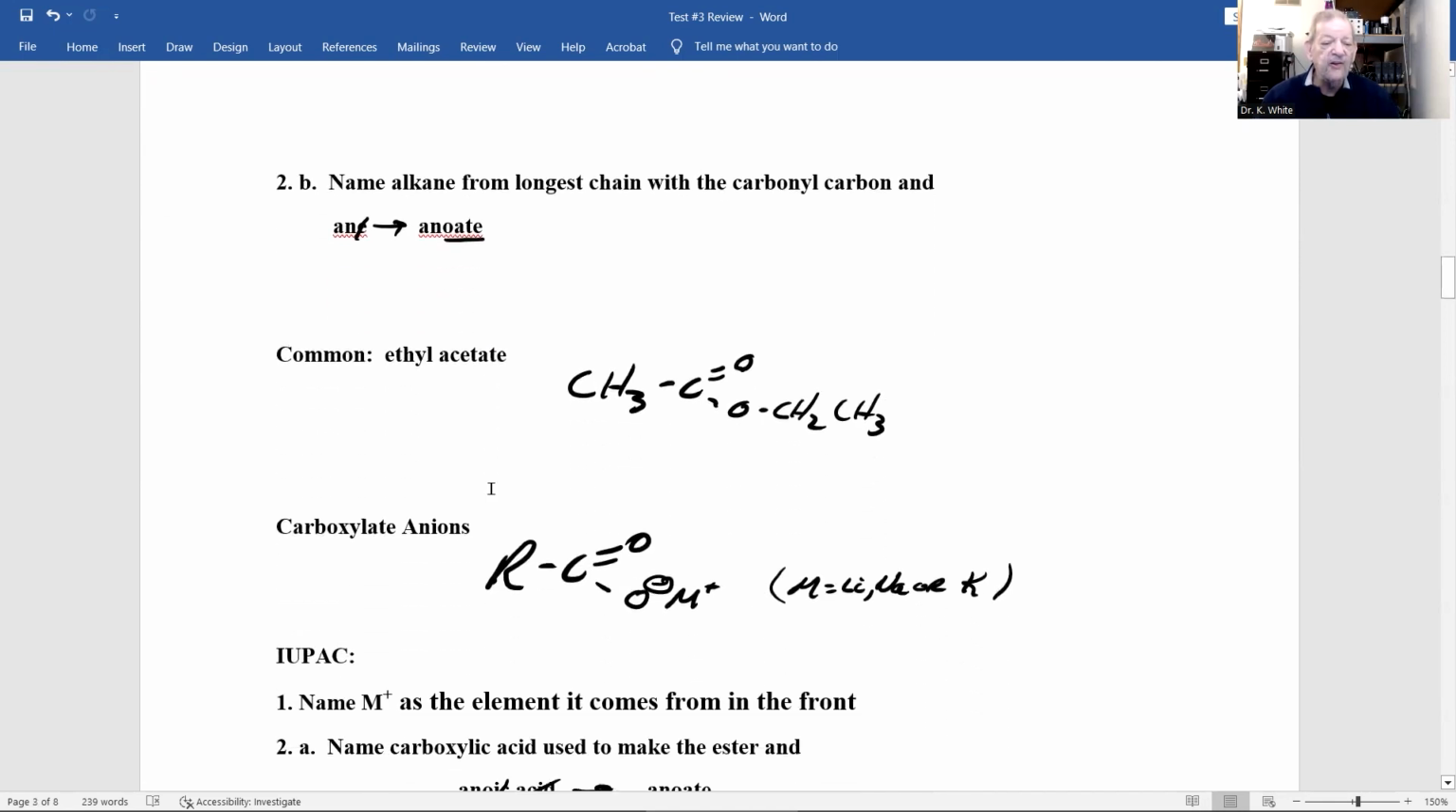All right, now I only asked you to learn one common ester. And that ester is ethyl acetate. Nobody calls this ethyl ethanoate. And here's the structure. And remember, this is one of the molecules that is used in nail polish remover. It won't be on test 3, but you learned for test 2, acetone is another molecule used for removing nail polish. As you can see, I forgot to polish my nails. Don't look. All right.